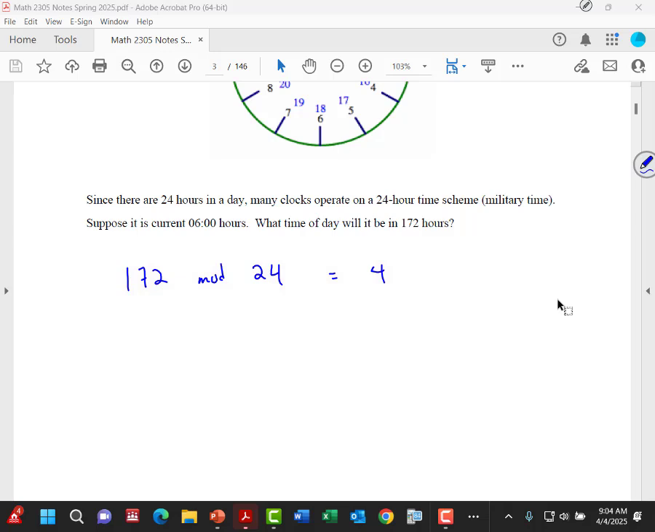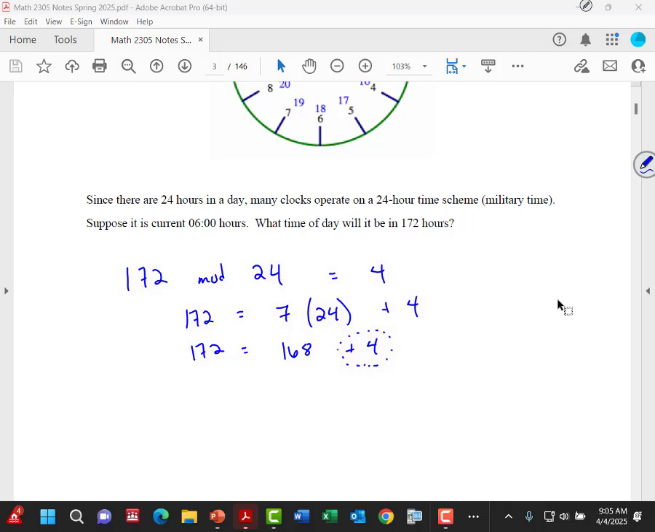172 divided by 24. Okay. So what this is saying is 172 equals 7 times 24 plus 4. 172 equals 7 times 24, which is 168, plus 4. The remainder upon the division is 4. And so I simply say 172 mod 24 is 4.